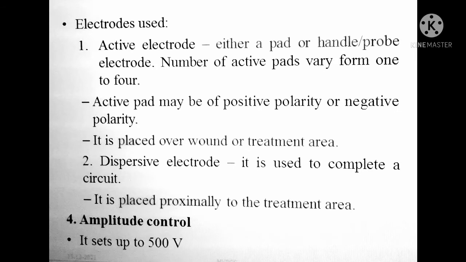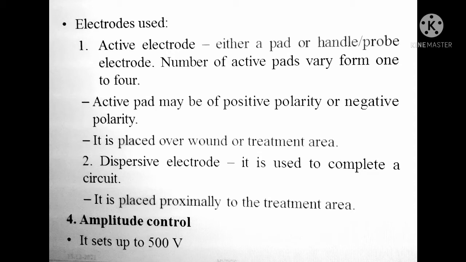Electrodes used: the active electrode, either a pad or handle probe electrode. The number of active pads varies from 1 to 4. The active pad may be positive polarity or negative polarity. It is placed over the wound or treatment area. Dispersive electrode: it is used to complete a circuit. It is placed proximally to the treatment area.